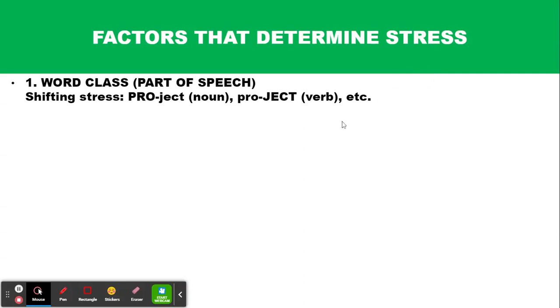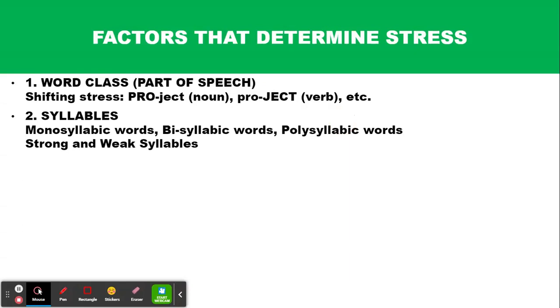First, factors that determine stress. The first factor that determines stress is word class or part of speech. Now, when you look at shifting stress in words such as project as a noun and project as a verb, then you will understand how part of speech determines stress. When you have a word that is used as a noun and also as a verb, it is stress that determines whether you are using the word as a noun or as a verb.